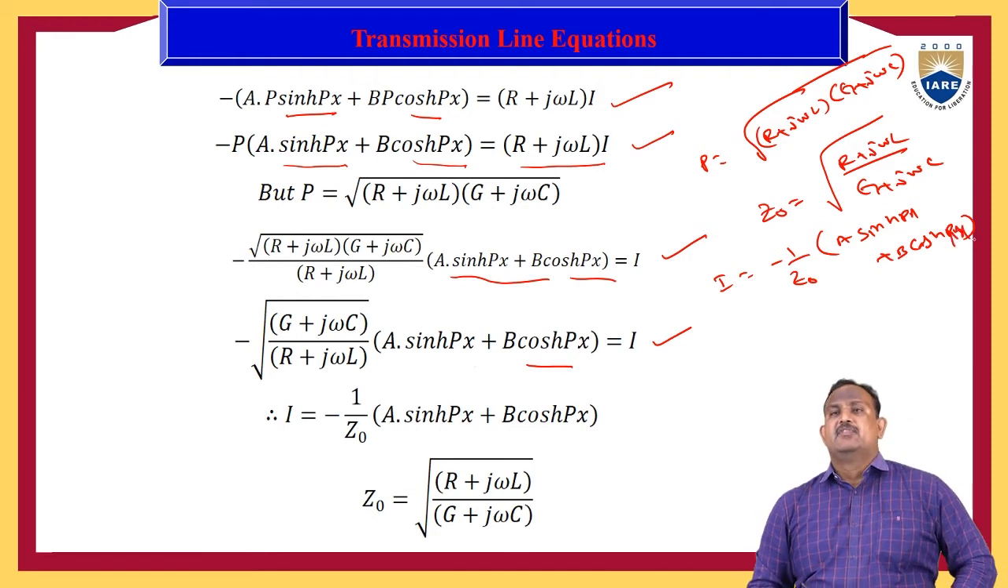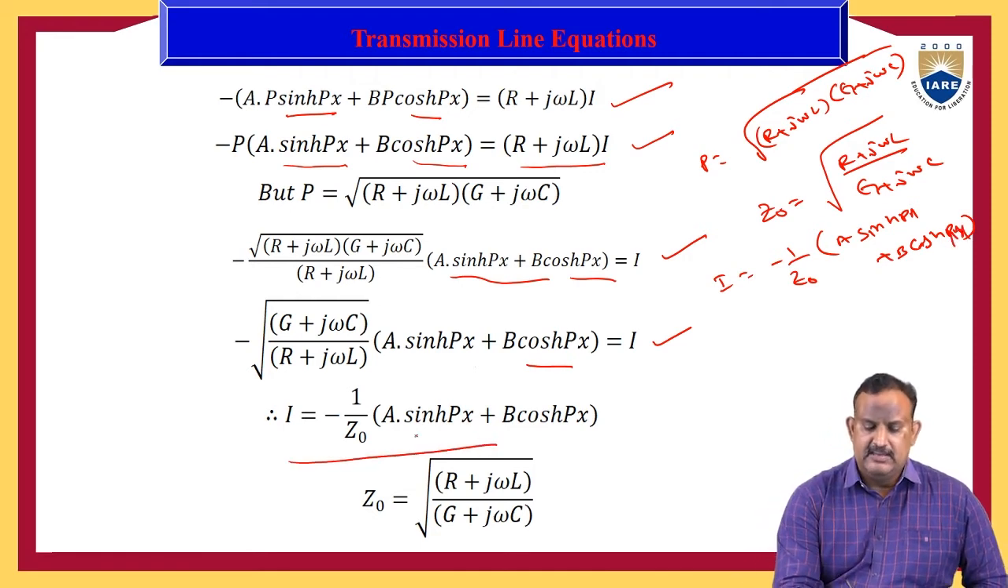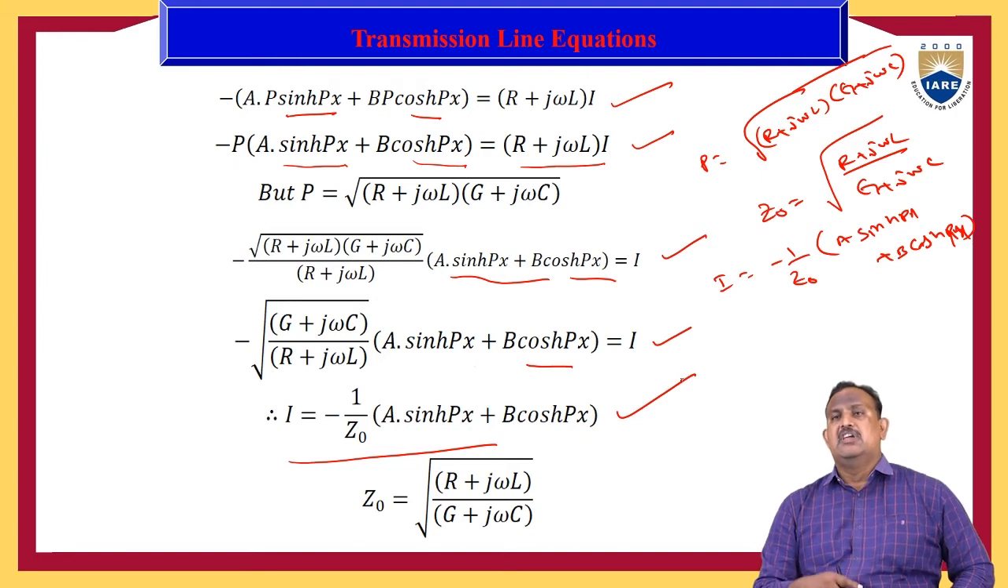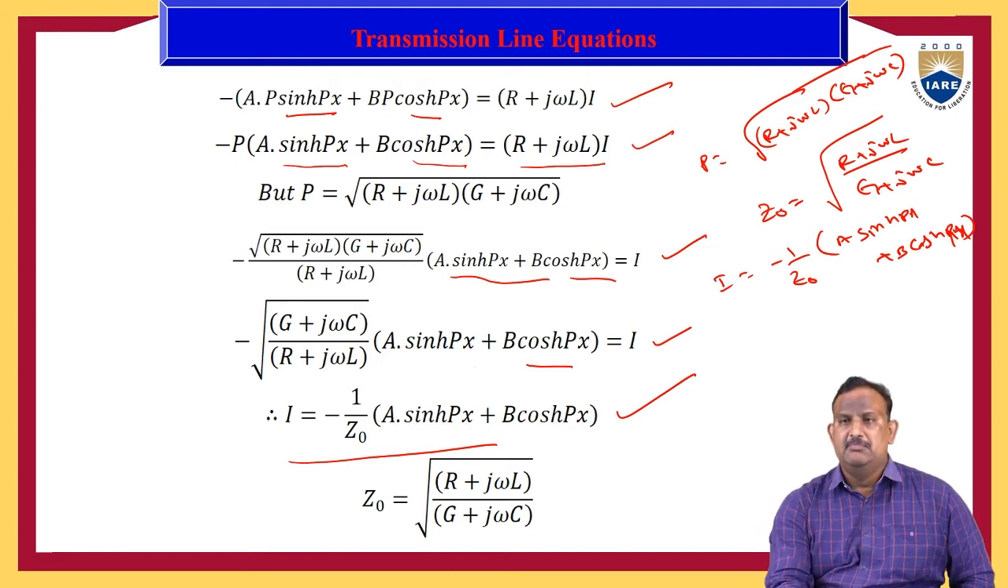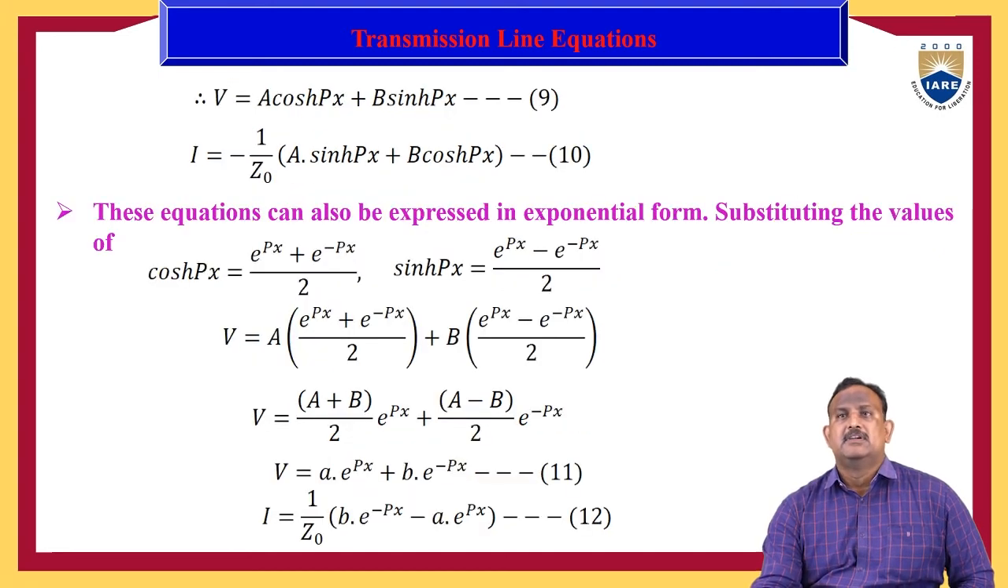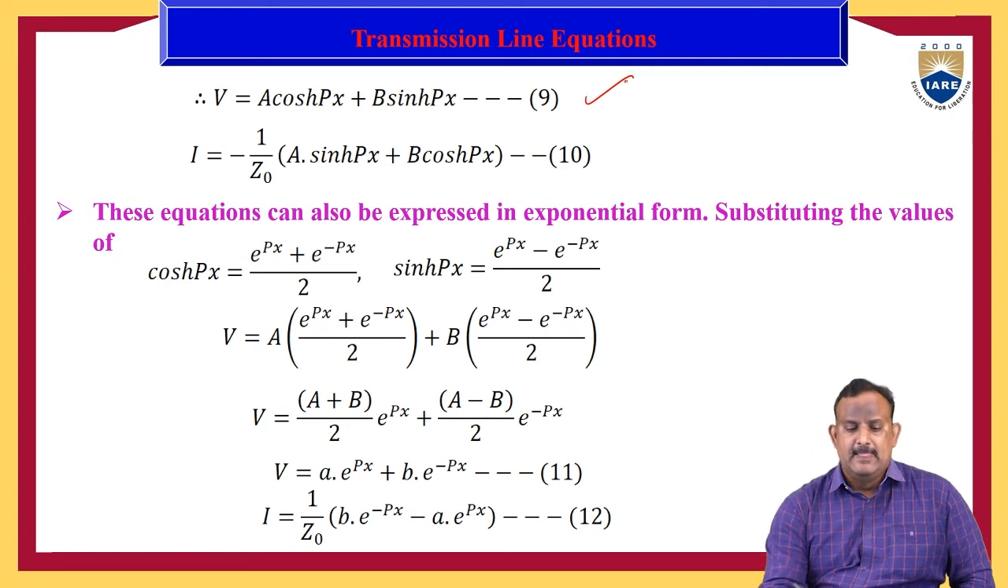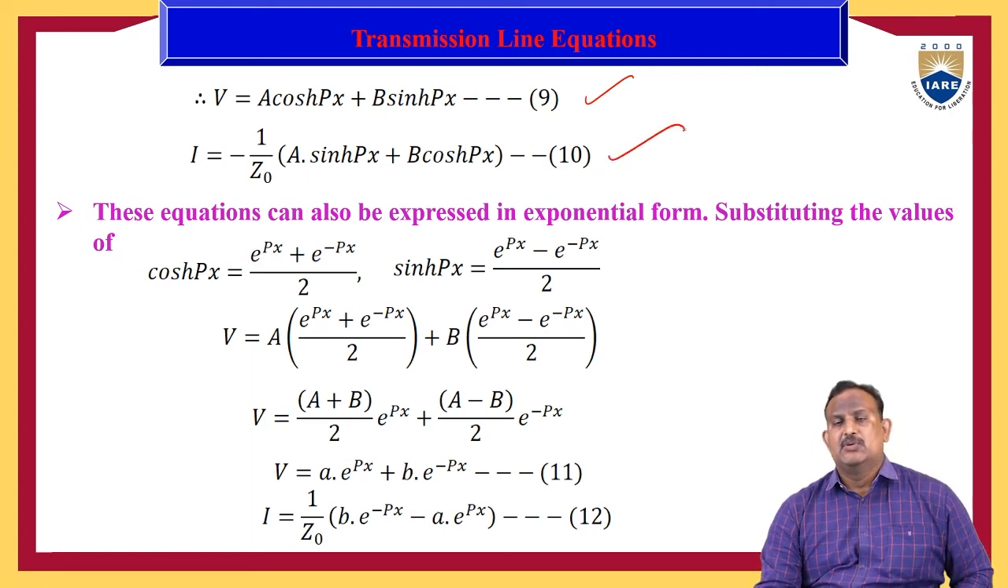Therefore, the equation is I is equal to minus 1 by Z naught into (A sin hpx plus B cos hpx). Now, the equation reduces to two constants only. In both voltage and current, we have A and B constants only. So, V is equal to A cos hpx plus B sin hpx, and current I is equal to minus 1 by Z naught into (A sin hpx plus B cos hpx).